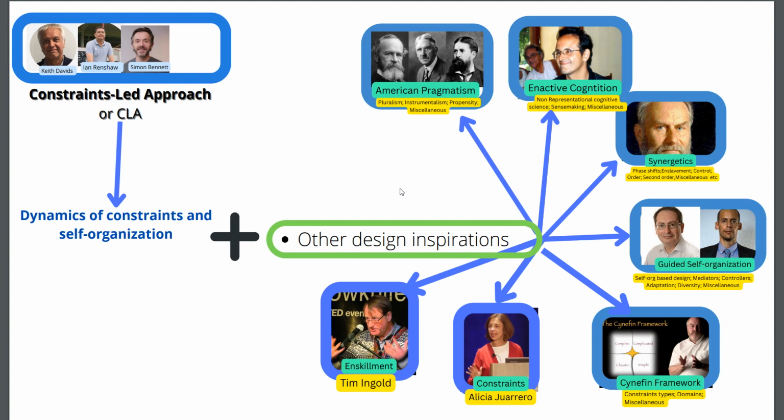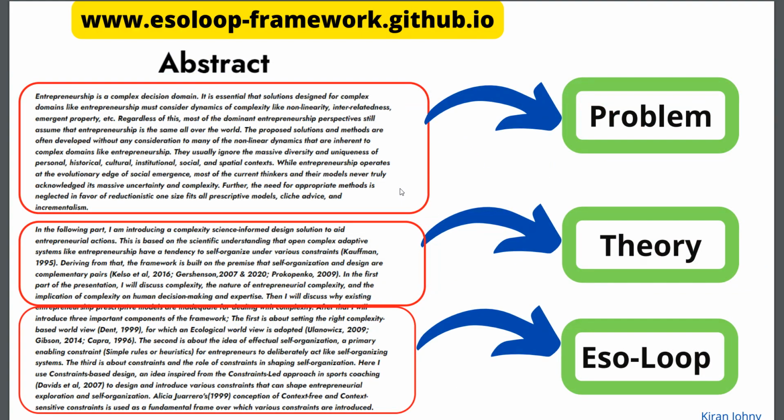What I'm going to do next is to give an overview of the framework using the abstract of the paper. In the first part, I will discuss the problem of entrepreneurial complexity and the weakness of contemporary thinking. Secondly, I will introduce you to the theoretical foundation over which the Eso-Loop framework is built, and then I will introduce you to the Eso-Loop framework and maybe spend some time discussing the dynamics of the framework.